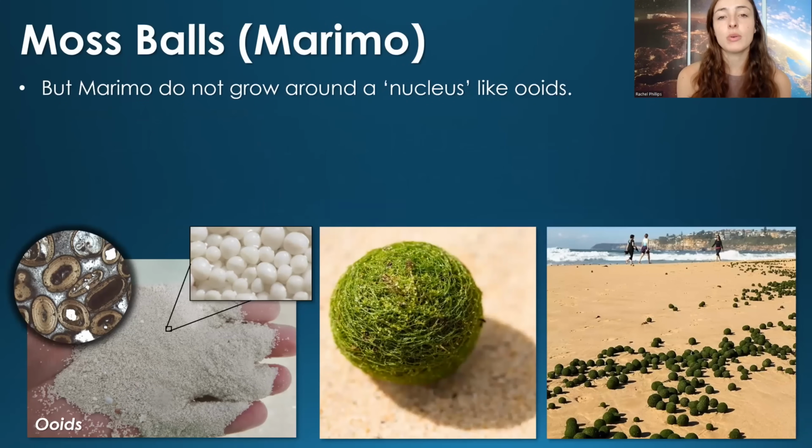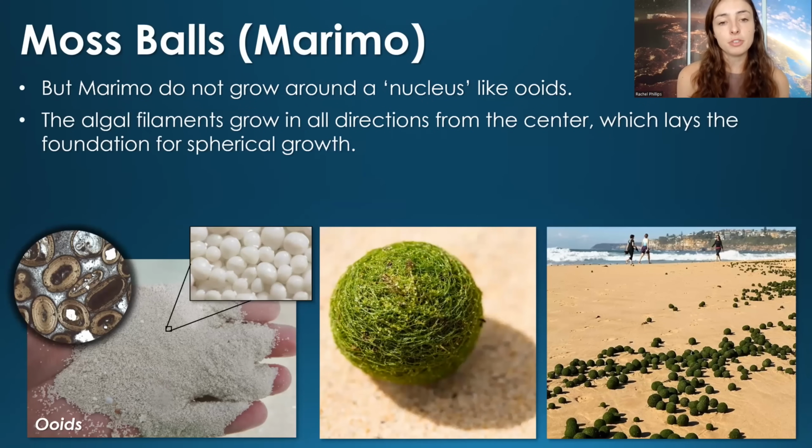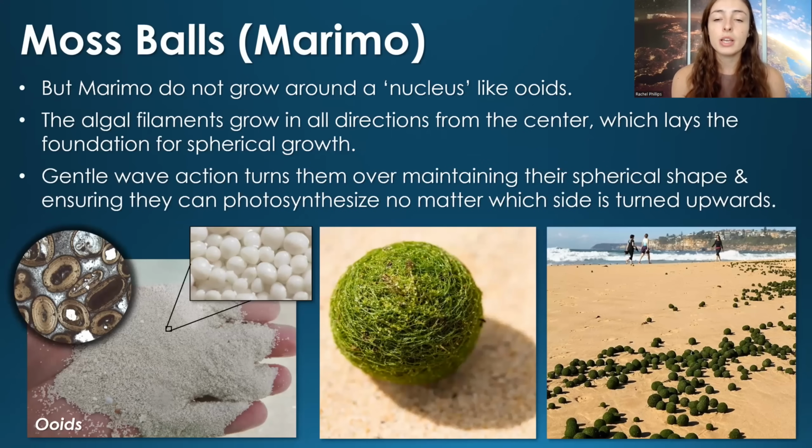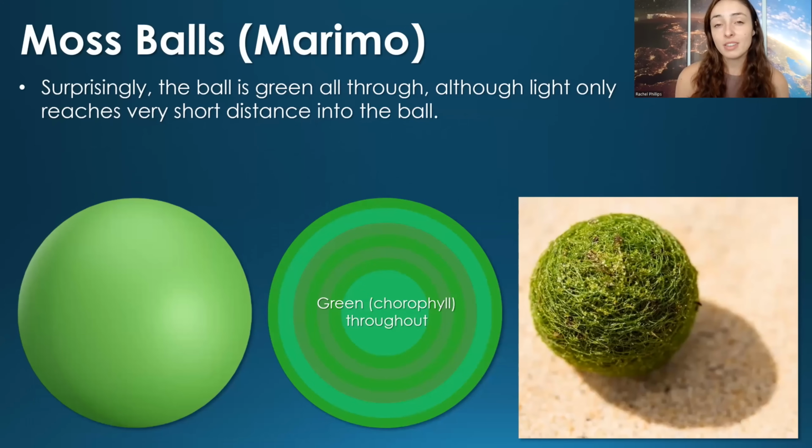But Marimo do not grow around a nucleus grain of some sort like ooids do. Rather, the algal filaments grow in all directions from the center, which lays the foundation for the continued spherical growth. Gentle wave action turns them over, maintaining their spherical shape and ensuring that they can photosynthesize no matter which side is turned up. You might think that these balls are only green on their outer parts because that's where the photosynthesis is taking place. However, they're actually green throughout, even though light only penetrates a short distance within the ball.